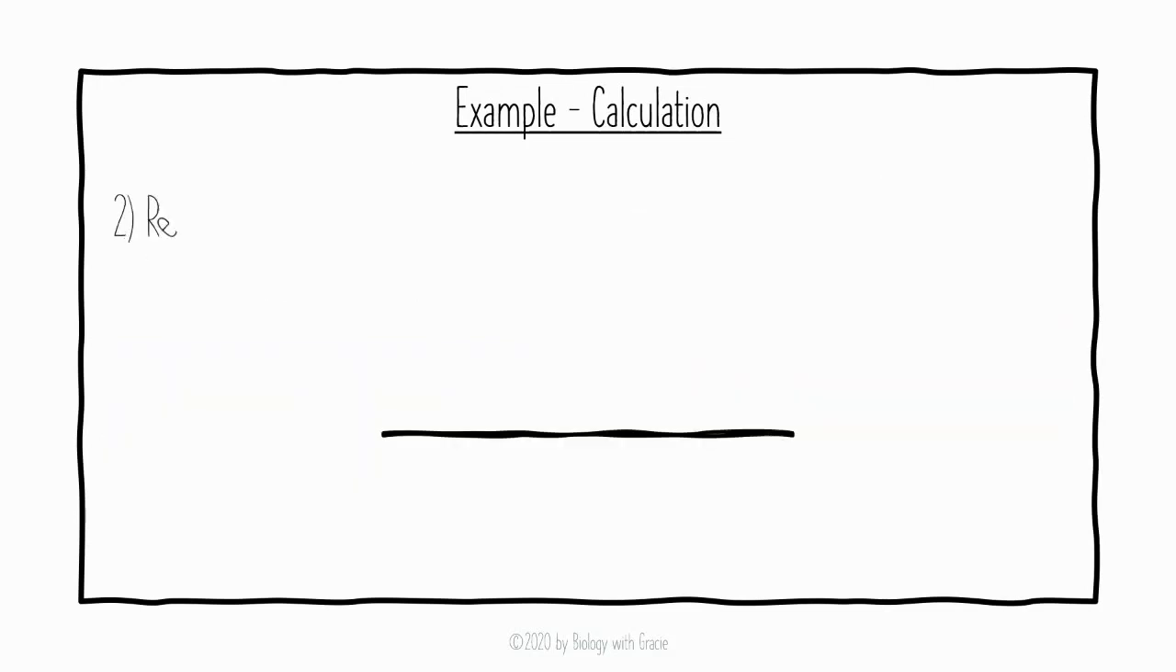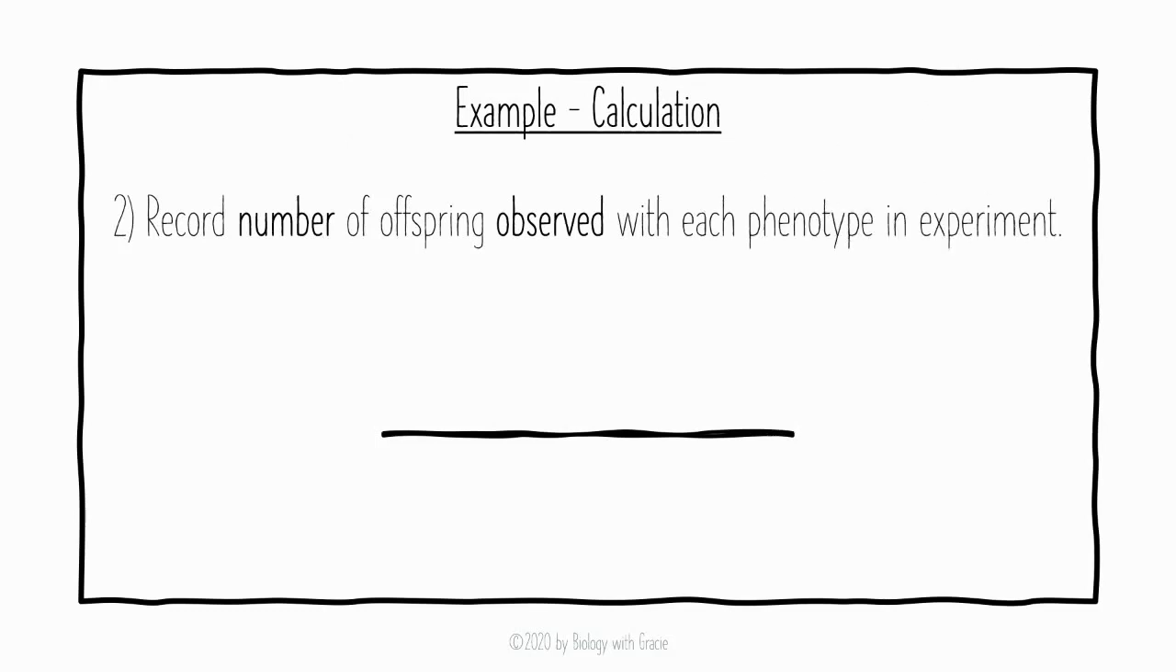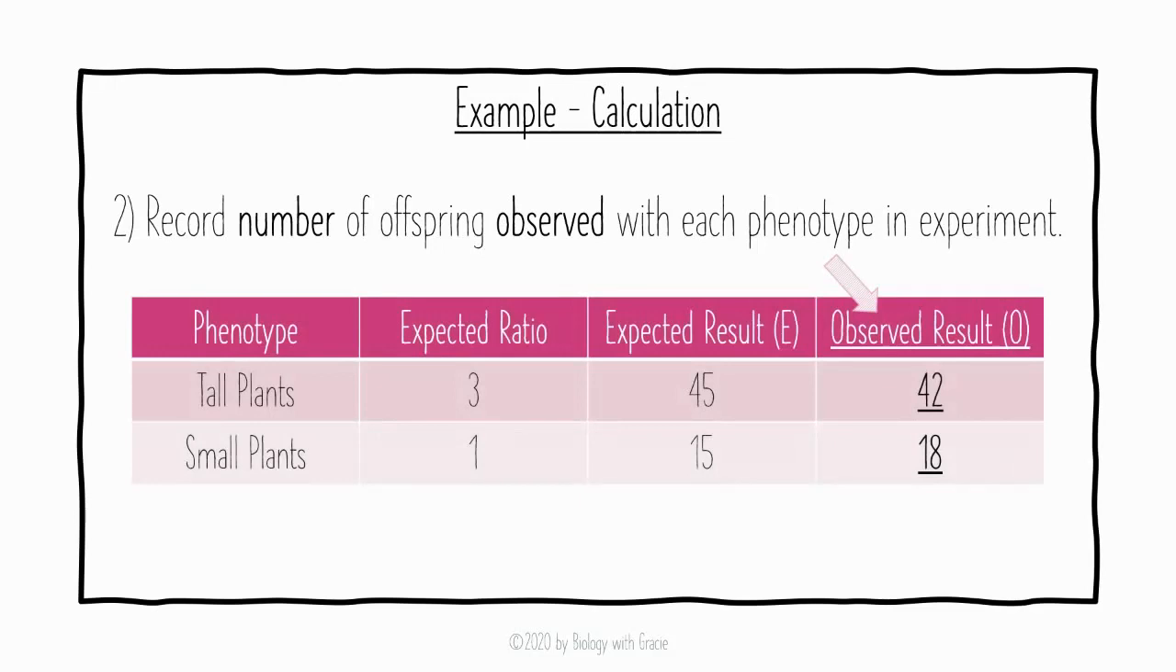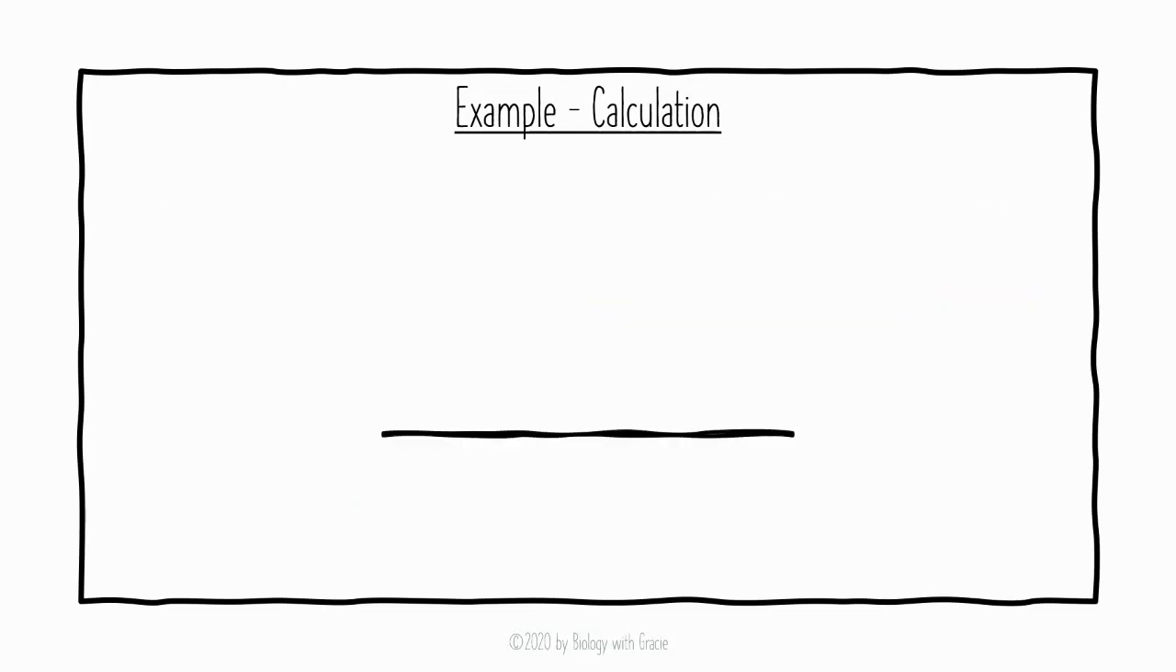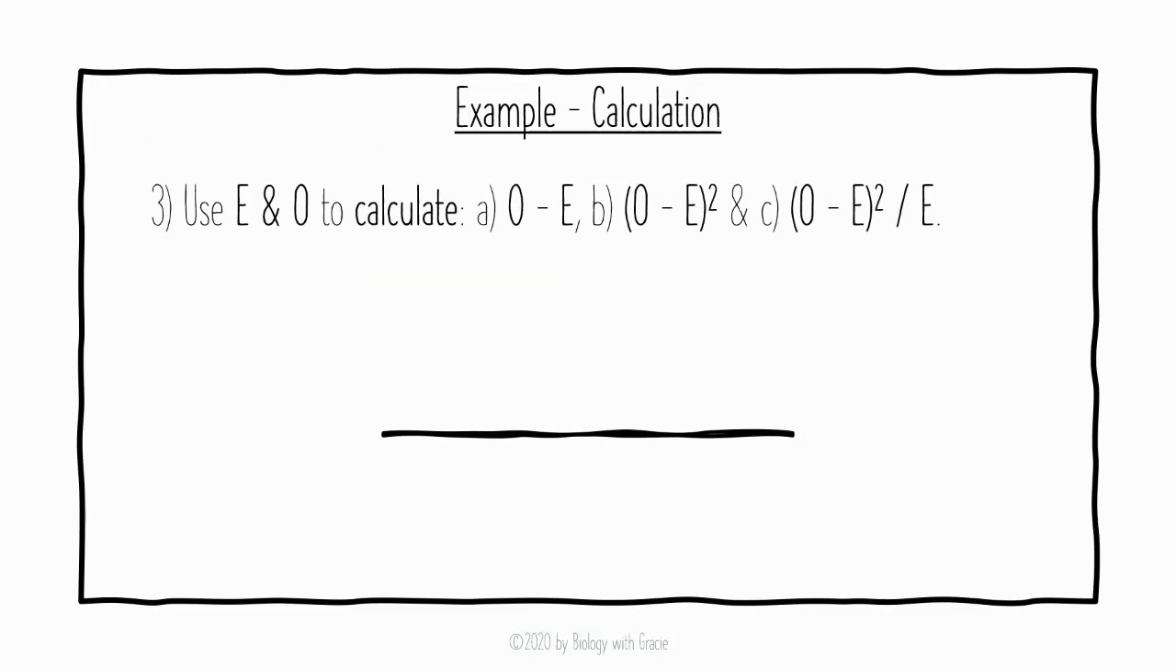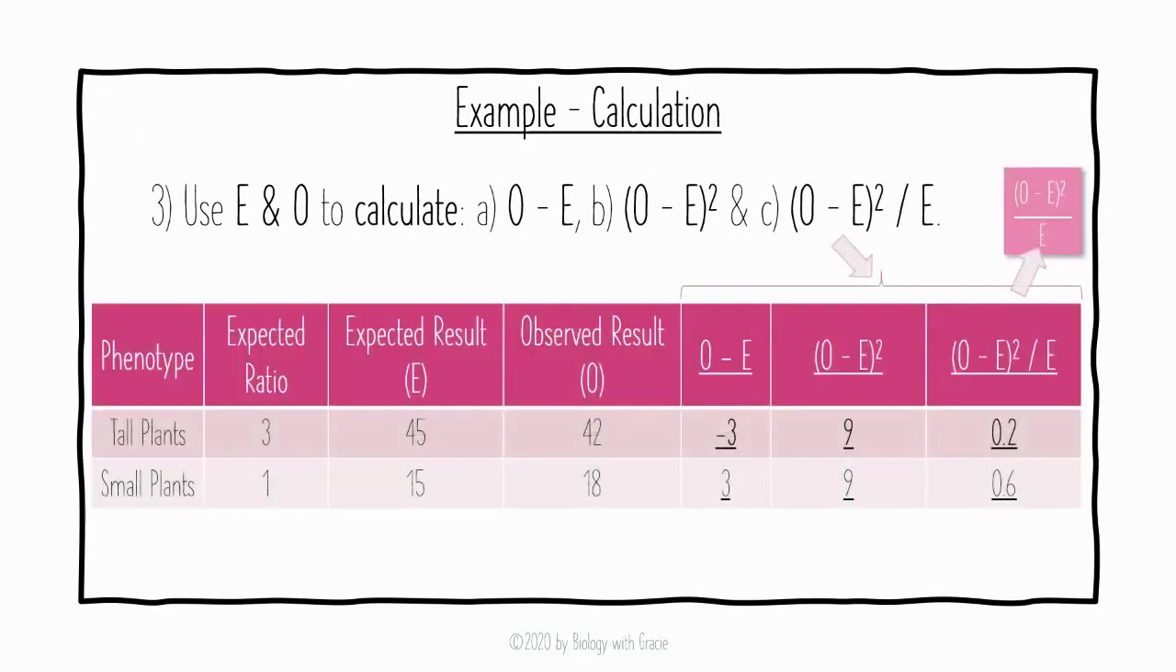We then need to record the number of offspring we observe with each phenotype in the experiment. So we've got our table again, we've got our expected ratios, expected results, and now we have our observed results. During the experiment, the number of tall plants produced was 42, and the number of small plants produced was 18. We then use our expected and observed results to calculate our chi-squared. We can do this in steps, as I've done here.